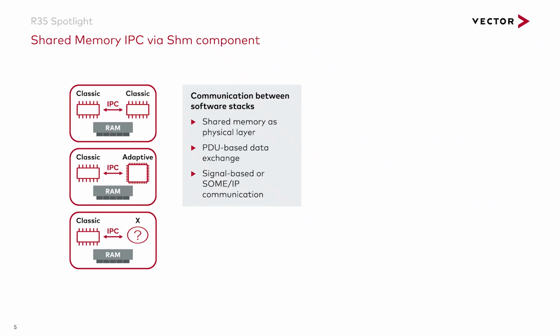With this new solution, we use shared memory as the physical layer. Data is exchanged PDU-based, just like on CAN or Ethernet, only the physical layer is now shared memory. On top of this, we support both signal-based IPC and SOME/IP-based IPC. A single message is either signal-based or SOME/IP-based. However, both communication styles can coexist within the same stack if required.